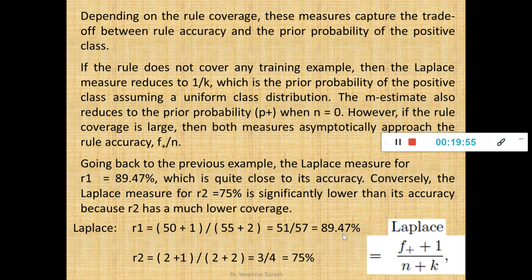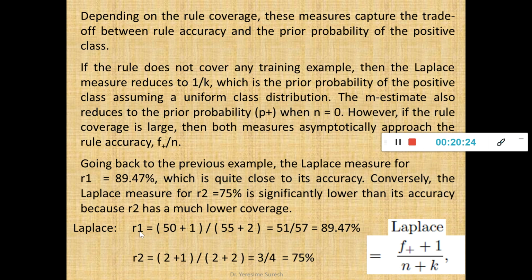Similarly, repeat the same process for rule R2. F plus indicates the total number of positive instances covered by the rule. Rule R2 is covering 2 positive instances, so 2 plus 1 by the formula, plus 1 divided by n, the total number of instances covered by rule R2: 2 positive, 0 negative, 2 plus 0 is 2, so I have written 2. The number of classes again is positive and negative, so 2, giving 3 by 4. The value is equal to 75%.